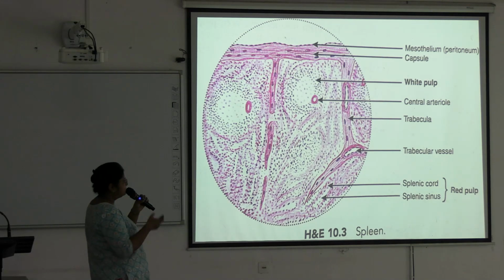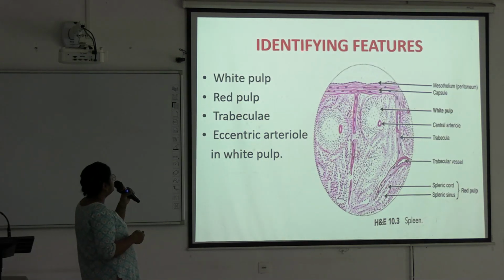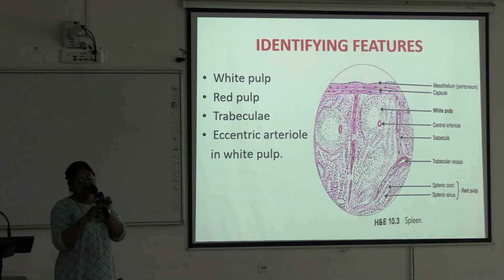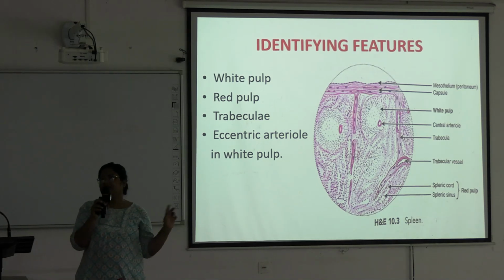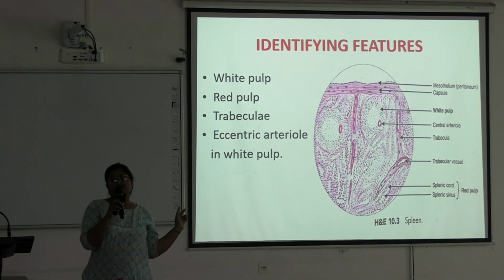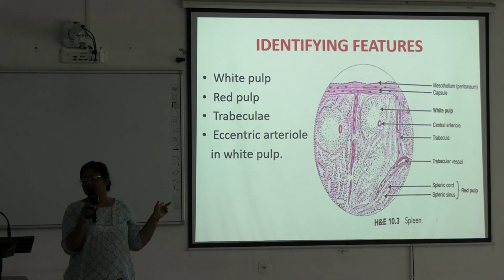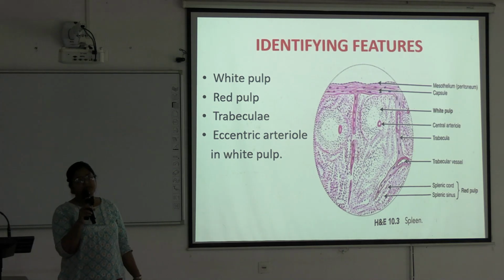Next. So these are the identification features of the spleen: white pulp, red pulp, trabeculae, eccentric arteriole. The eccentric arteriole will be absent in other lymphatic structures like lymph nodes and tonsil. In those structures you will see lymphatic follicles, germinal centers, all those, but this arteriole will be absent. This is a specific feature for the spleen.